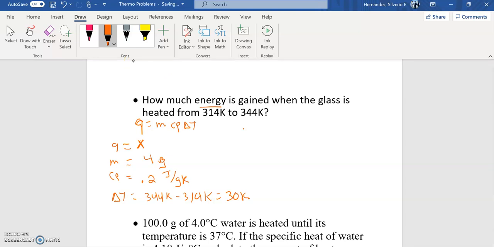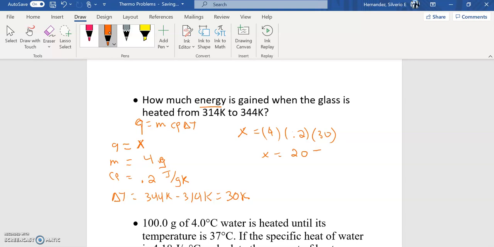So now I'm going to plug this into my equation. This time I'm solving for Q. So I'm going to take 4 times 0.2 times 30. Oh, excuse me. Yeah, that's right, 30. And when I multiply these all the way through, I get 24, but keeping my significant figures, I'm going to round that to 20.